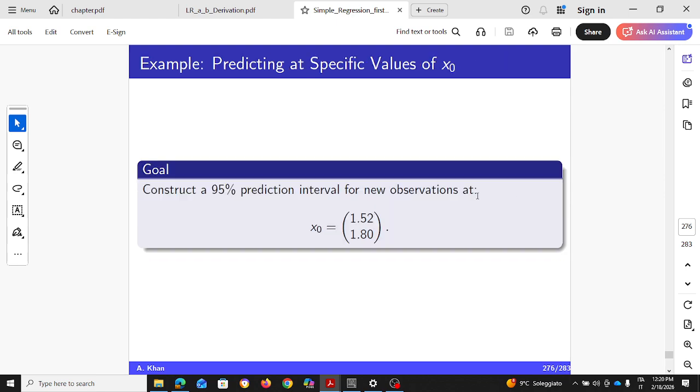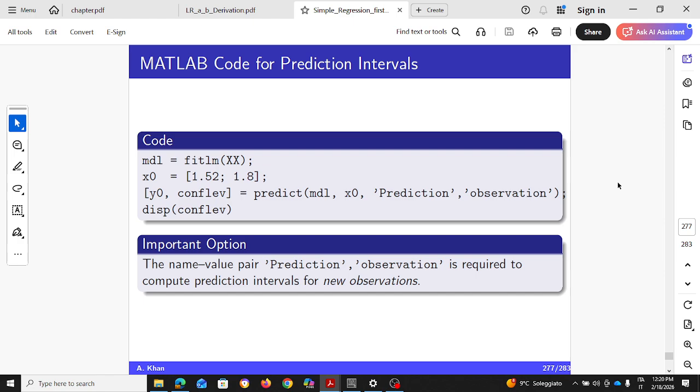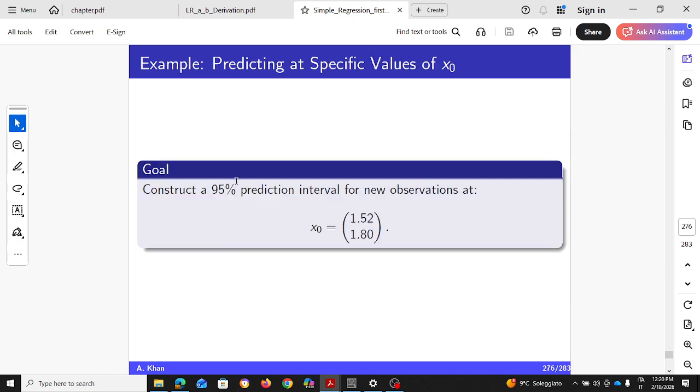Now the goal is, if we have 2 new points added to the same data set of the supermarket, 1.52 and 1.80, we want to know, with a 95% confidence level, the interval at these observations. So the goal here is to construct a 95% prediction interval for these 2 new observations.